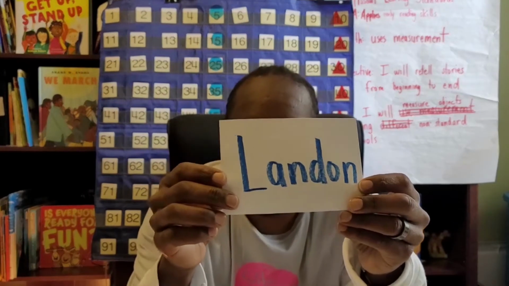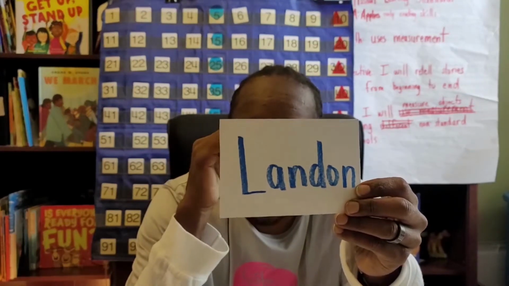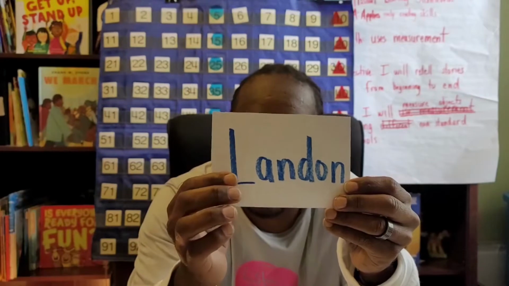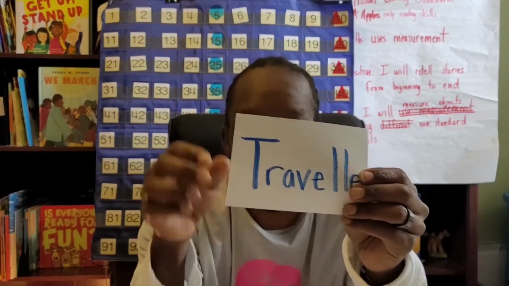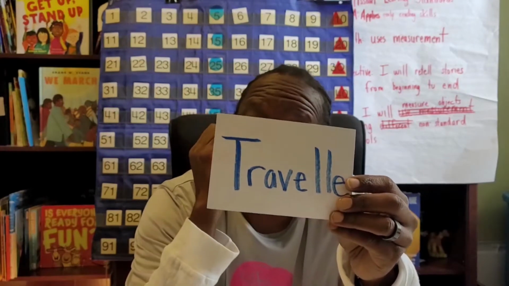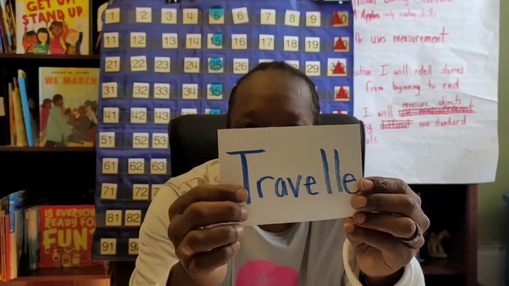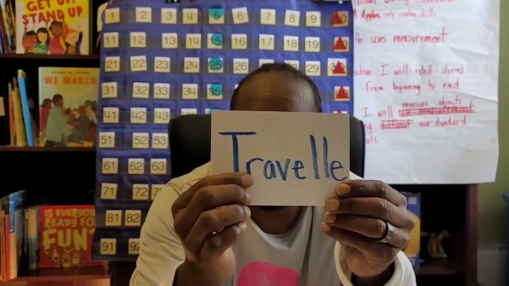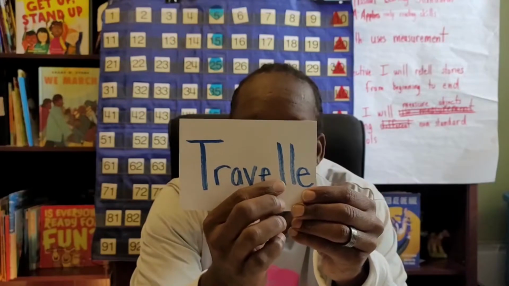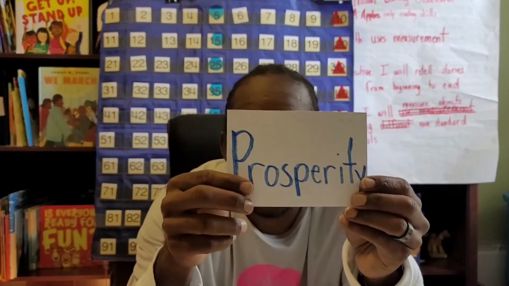And whose name is this? Landon. Hi, Landon. Let's count Landon's letters. 1, 2, 3, 4, 5, 6. Landon has 6 letters. And whose name is this? Travell. Hi, Travell. Let's count his letters. 1, 2, 3, 4, 5, 6, 7, 8. He has 8 letters.